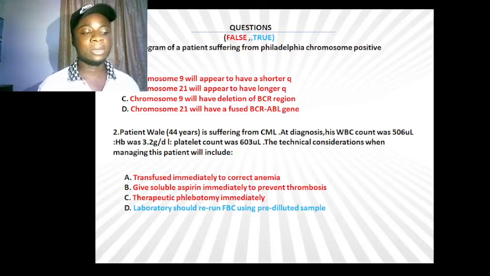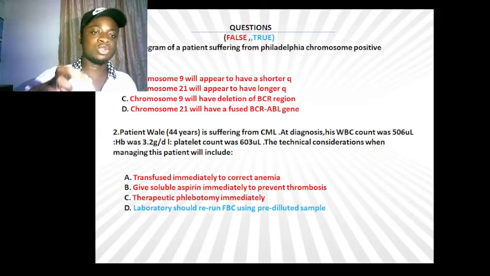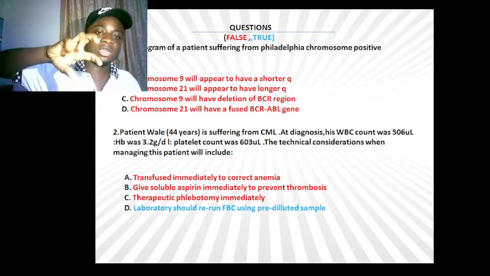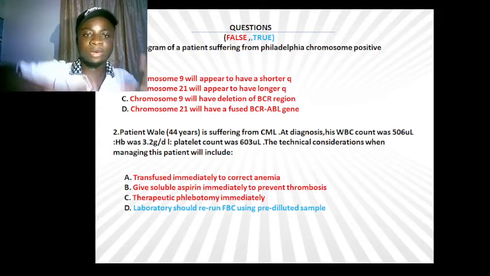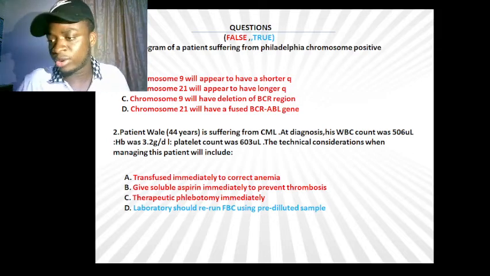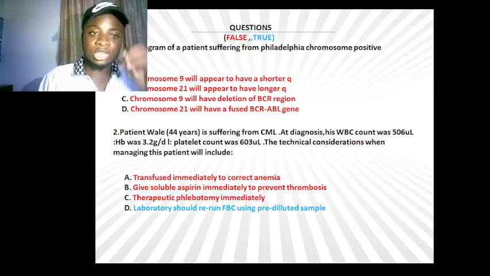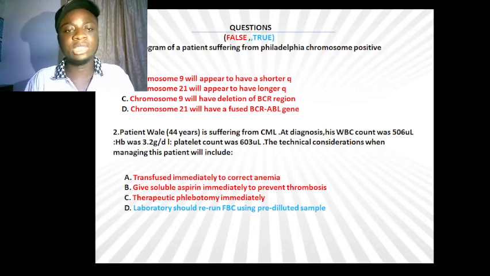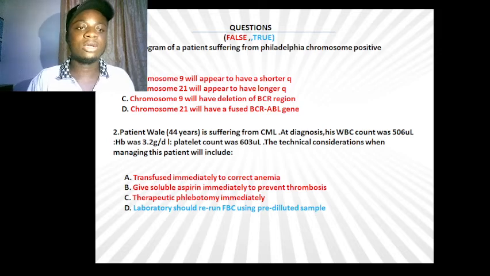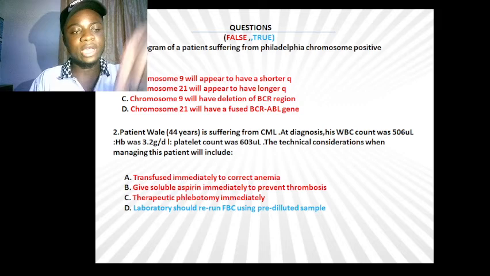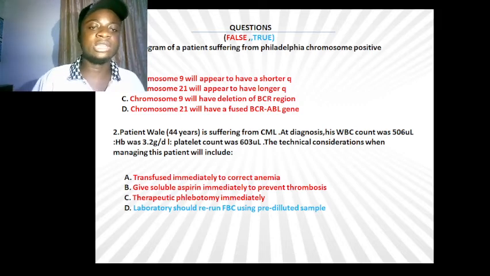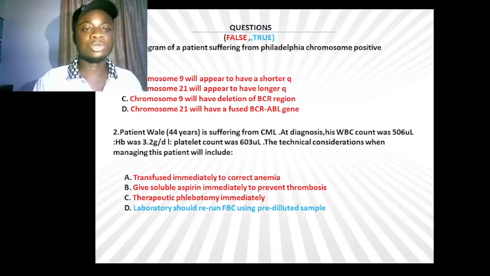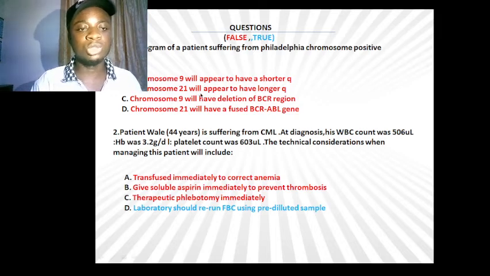Because chromosome 9 is actually the one with the long arm, and chromosome 22 is the one with the short arm. In the fusion, chromosome 9 will bring the ABL gene, and chromosome 22 will bring the BCR gene. Take note of that. So this one is not true. Chromosome 21 will appear to have the longer arm. It's false. That one is the shorter one.